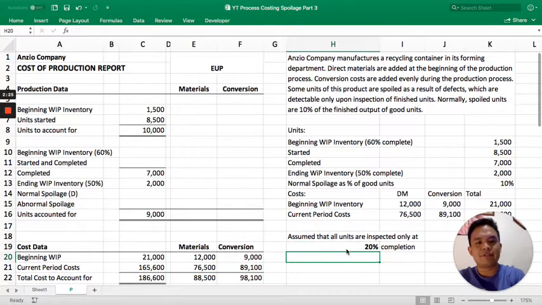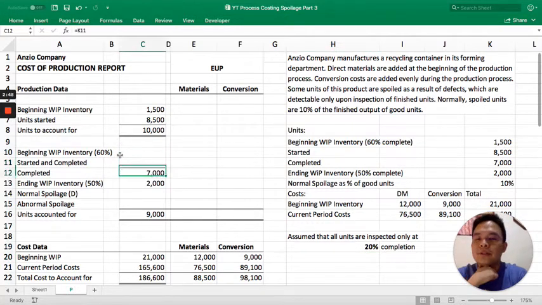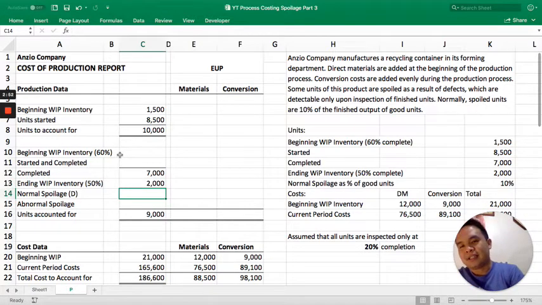Now, let's go for 20%. Alright? What if the inspection point is at 20%? Why will the company do that? First, there is an advantage in making your inspection point earlier. Kasi early pa lang, hindi mo pa binuhos lahat, nalaman mo na sira na siya. So, that's the good thing about that. Of course, on the accounting side, it makes it complicated. So, ayan. Let's look at how it affects.